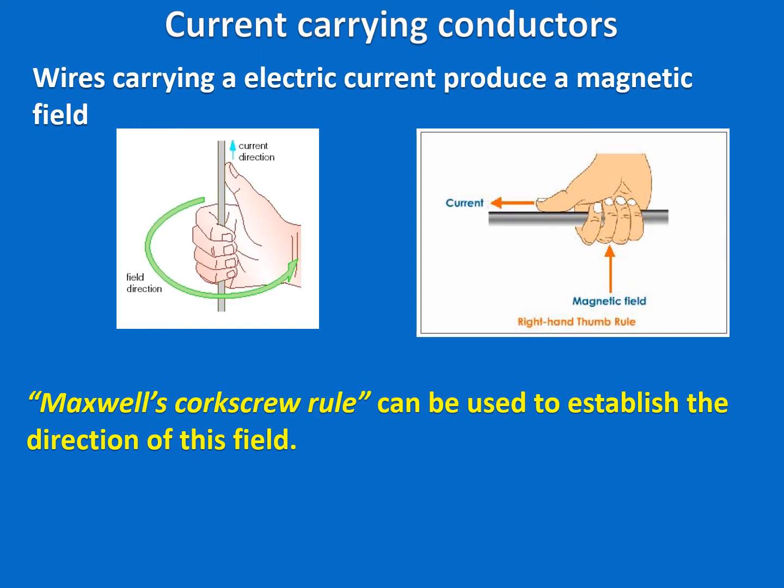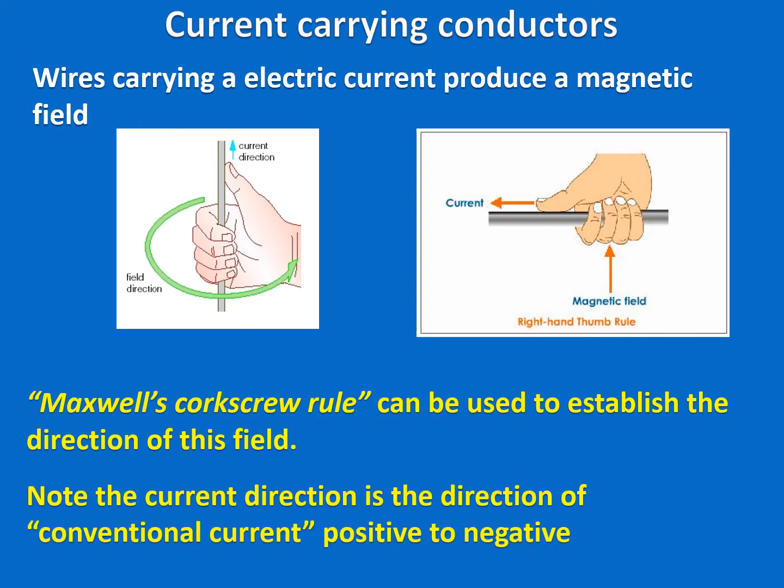One thing to note with these rules, the direction of the current is of conventional current, which is positive to negative. So you need to be wary of this when you come to actually using these rules. It's for conventional current.